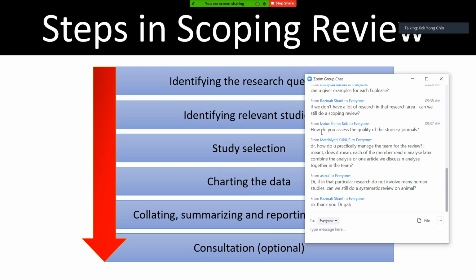Izatoshima asks, how do we assess the quality of the studies in journals? Okay, so I think she's referring to the systematic review process. There are actually published guidelines available for each style of study. For example, for clinical trials, you have the JADAT guideline. For observational studies, I have the Newcastle guideline.